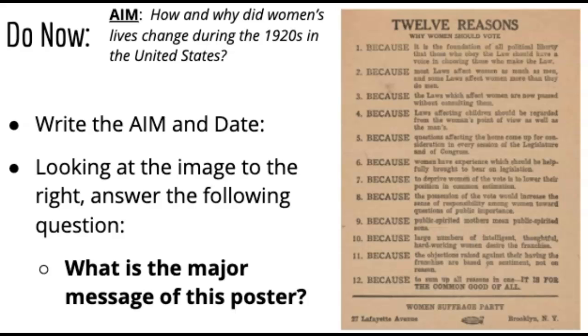These 12 reasons are pretty clear on why women believed they should have the right to vote. And one of the biggest ones is, laws affecting children should be regarded from the women's point of view as they were for a man, in the sense that they are the ones creating these new citizens. It is an extremely difficult thing to be a parent, let alone raise a citizen. And guess who was doing it at this time? It was mostly women. And again, men played a large role in that, but traditionally and societally in the 1910s, all the way up into the 1920s, that was the case. That's going to change a little bit though.